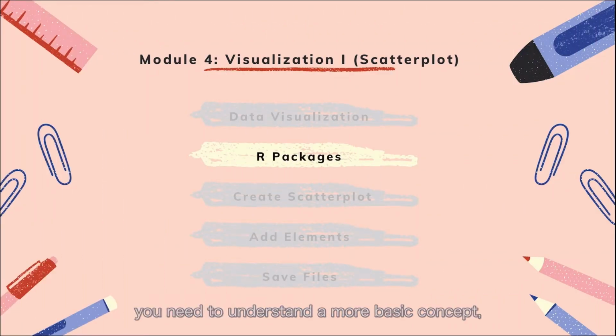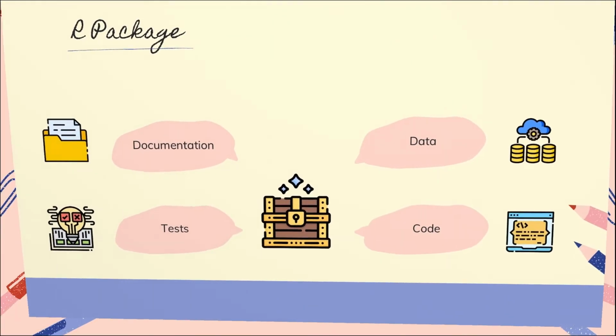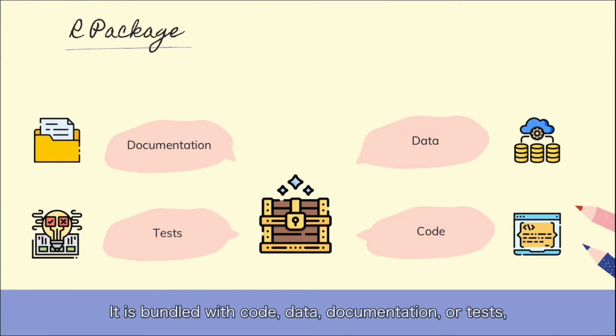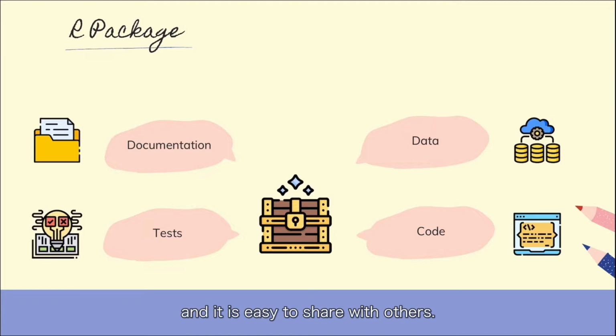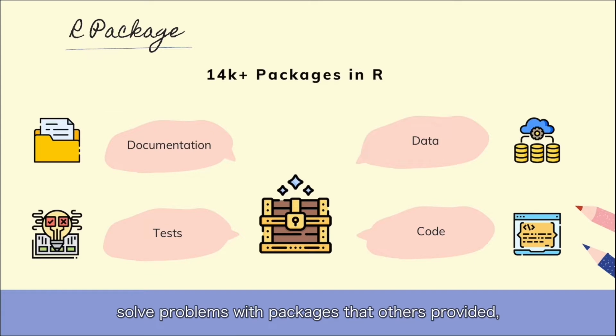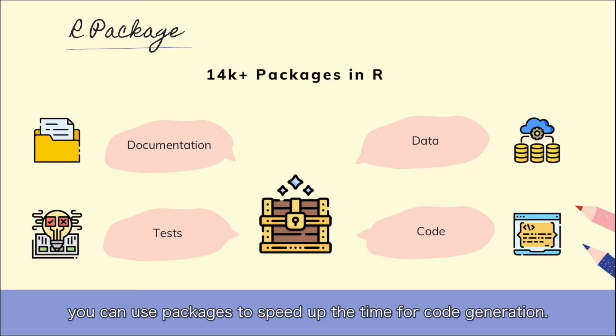Before starting with codes, you need to understand a more basic concept, which is the R packages. A package in R is the fundamental unit of shareable code. It is bundled with code, data, documentation, or tests, and it is easy to share with others. R possesses more than 14,000 packages. The large number of packages allows R users to solve problems with packages that others provided, saving time and effort in building new solutions. To simplify, when you are doing data analysis in R, you can use packages to speed up the time for code generation.